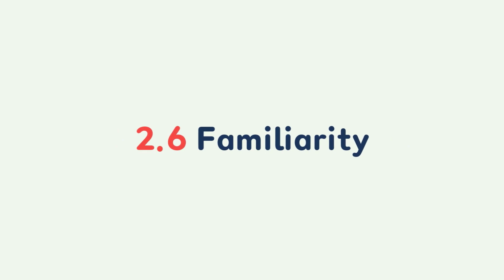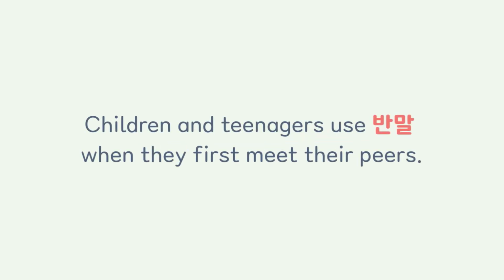Hi there. So in this lesson, we're going to look at the influence of familiarity on language use. Now, before we go into this, it's important to note that children as well as teenagers use 반말 with their peers as soon as they meet. They will of course use 존댓말 if there is an age gap, but among peers, they will use 반말 with each other instantly.